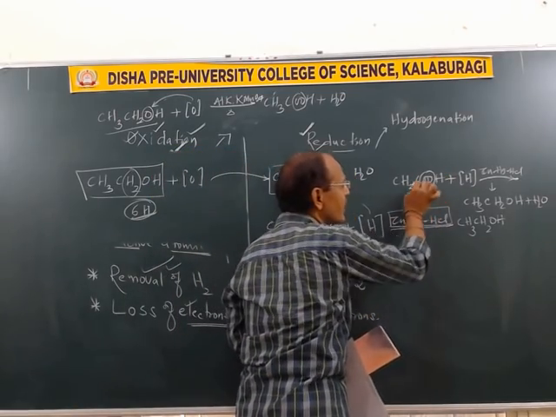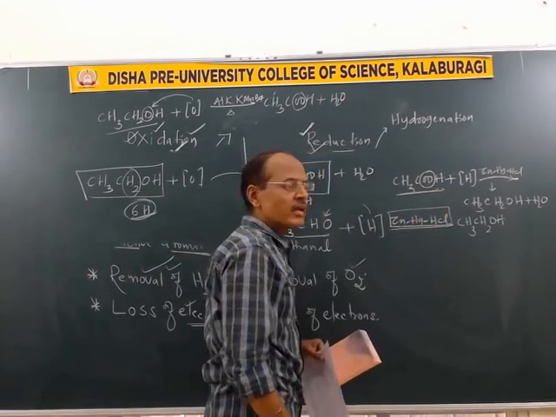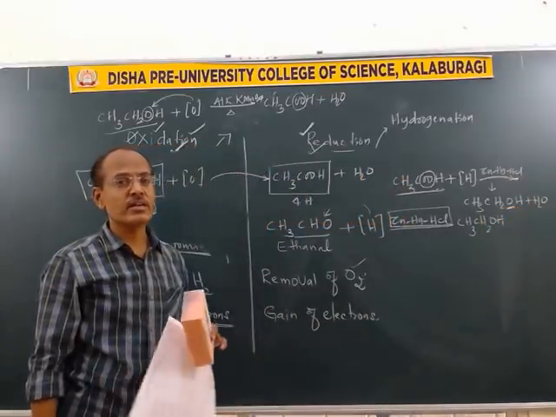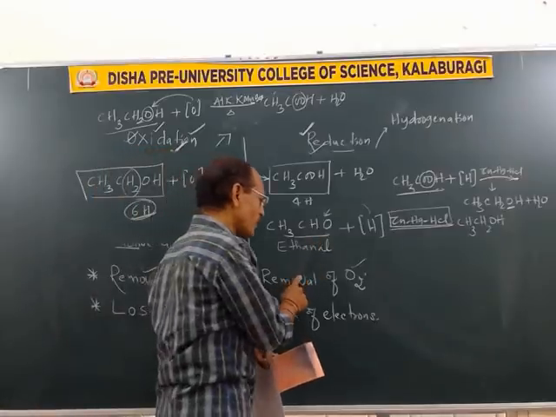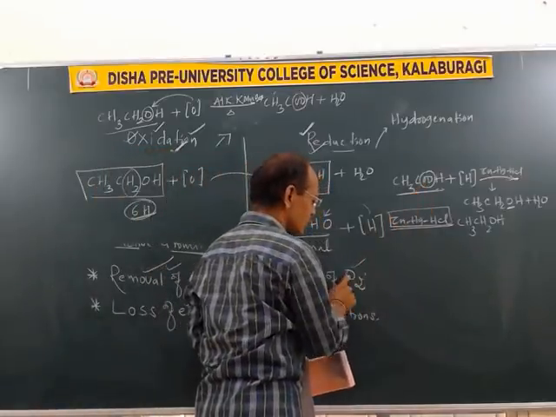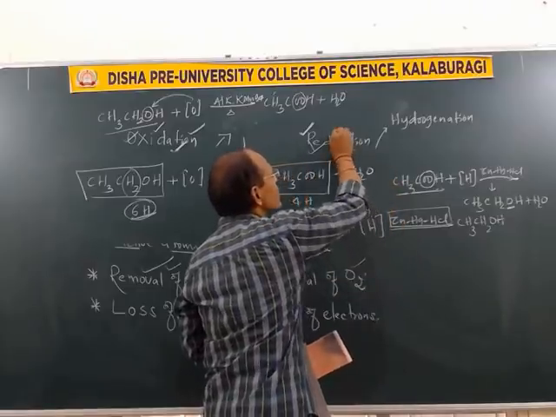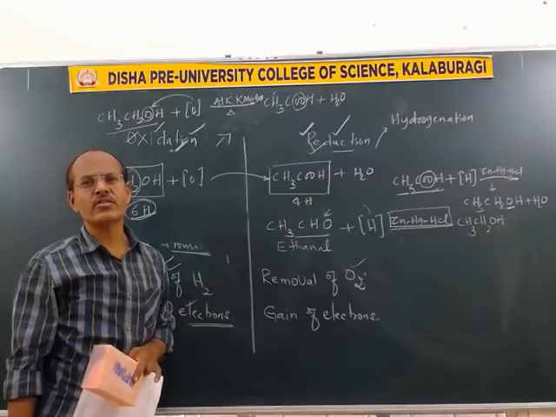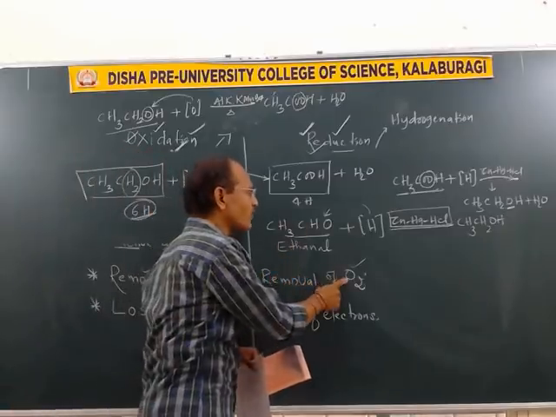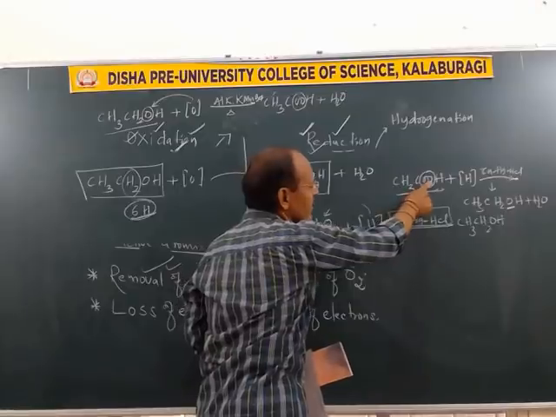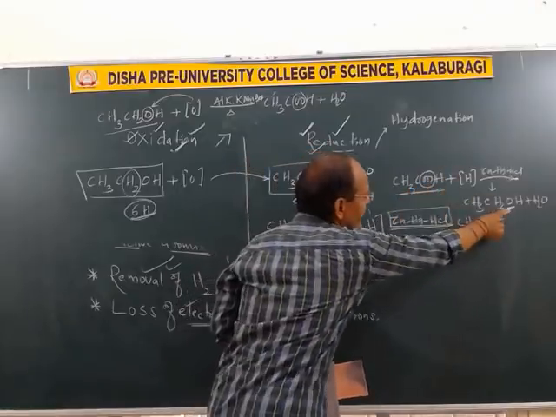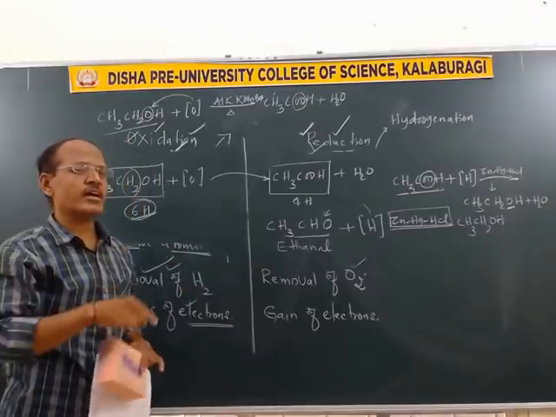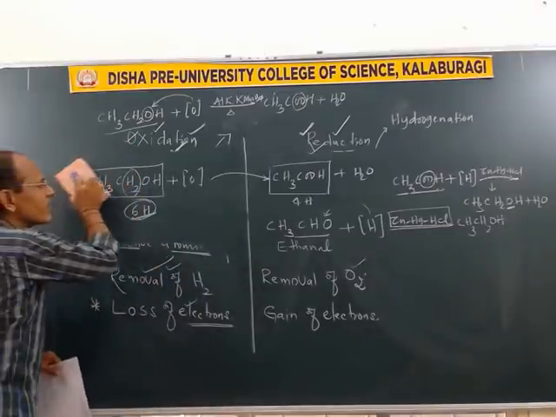Here there are 2 oxygen atoms in the reacting molecule. Here only 1 oxygen is there in the reacting molecule. That means removal of oxygen. Removal of oxygen is also nothing but what? Reduction. So removal of oxygen is reduction. Here there are 2 oxygen atoms. After the reaction, only 1 oxygen is left. That is reduction. Now we'll see the third definition.